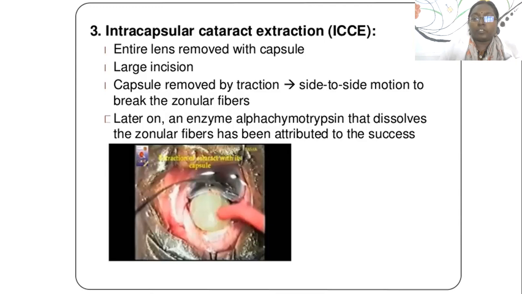Another type of cataract surgery is intracapsular cataract extraction. Here the lens is removed along with the capsule. The incision is very large, and the capsule is removed by traction, that is side to side motion, to break the zonules. The enzyme alpha chymotrypsin is given to dissolve the zonular fibers.